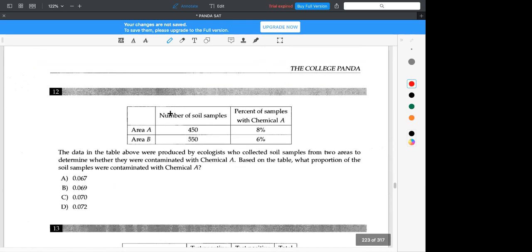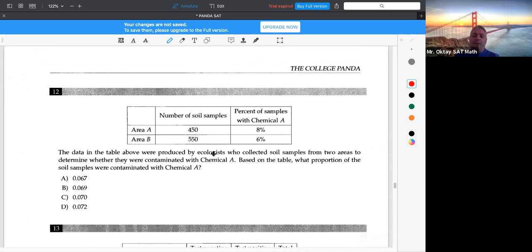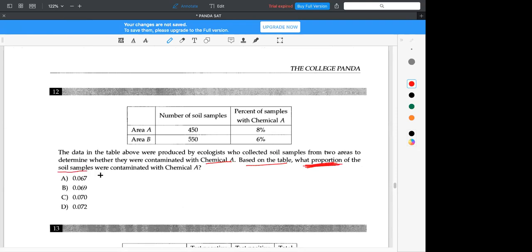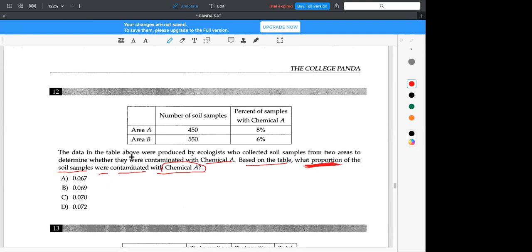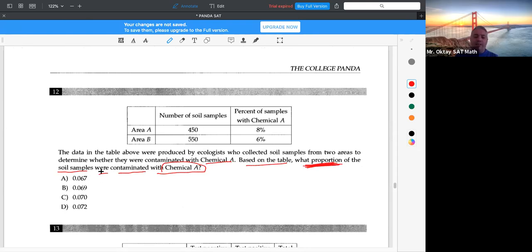Now, the data in the table above were produced by ecologists who collected soil samples from 2 areas to determine whether they were contaminated with chemical A. Based on the table, what proportion of the soil samples were contaminated with chemical A? So number of soil samples, percent of samples with chemical.